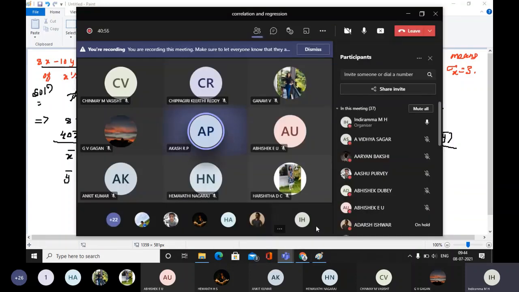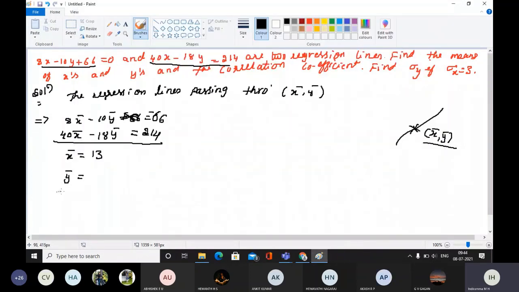Y bar is minus 17. Minus 17 or plus 17? Plus 17. Here you take minus 66, it is plus 17. Okay, X bar is 13, Y bar is 17. So next what we have to find? We found the means of X and Y. That is X bar and Y bar, the means for the X series and Y series.